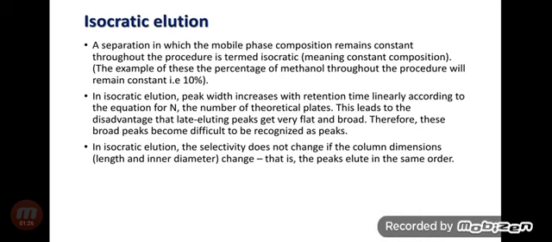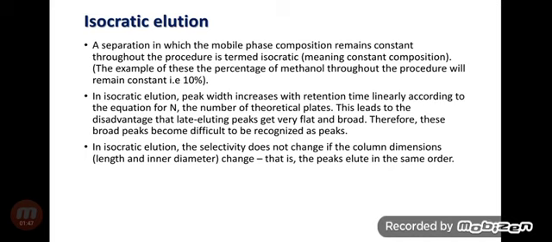Now we will see in detail what isocratic elution means. A separation in which the mobile phase composition remains constant throughout the procedure is termed isocratic, meaning constant composition. For example, the percentage of methanol throughout the procedure will remain constant, that is 10%.